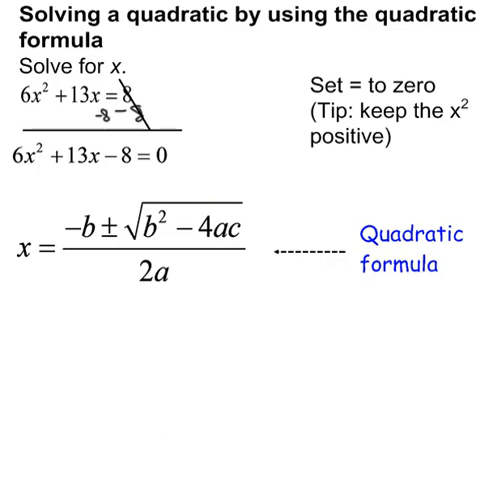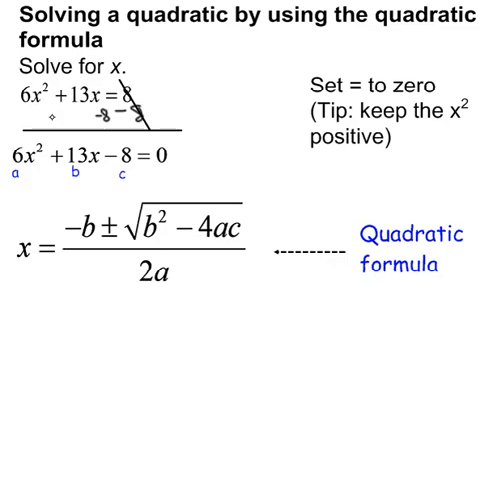So what does all this b and a and c stuff mean? A is the coefficient of the x squared. B is the coefficient of x, and c is the constant, the one that doesn't have a variable next to it.